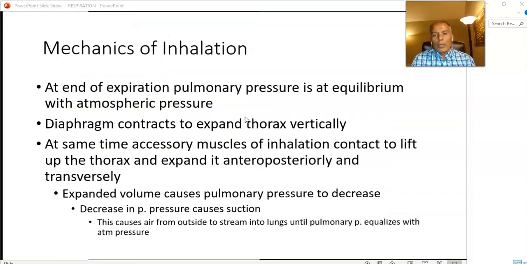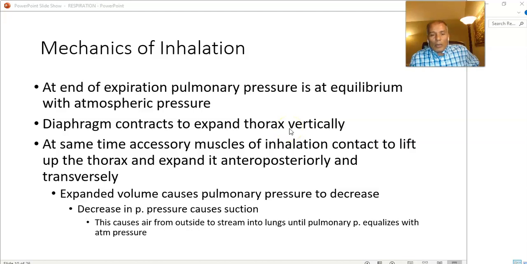So then, the mechanics or the steps, the process of inhalation. It is described to you right here, step by step. So it shouldn't be hard for you to explain it and explain how it goes, especially now that you have had anatomy and physiology already.